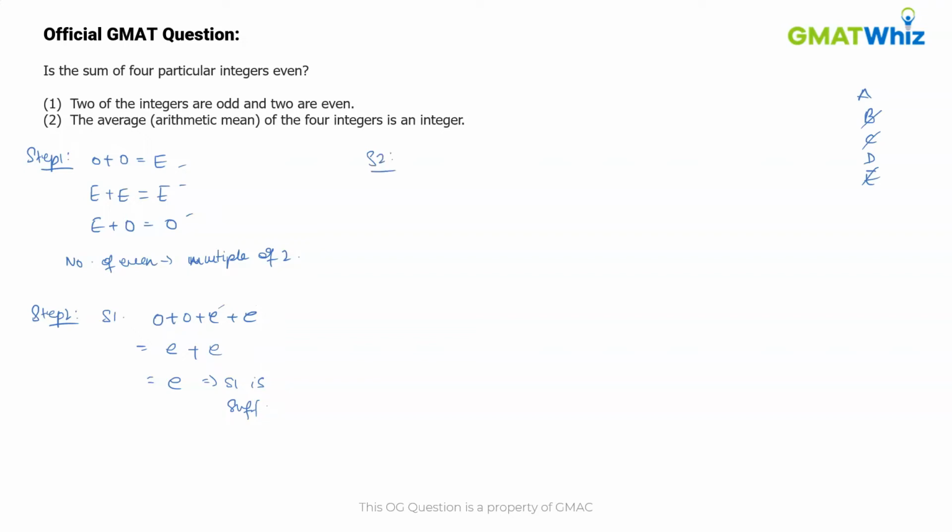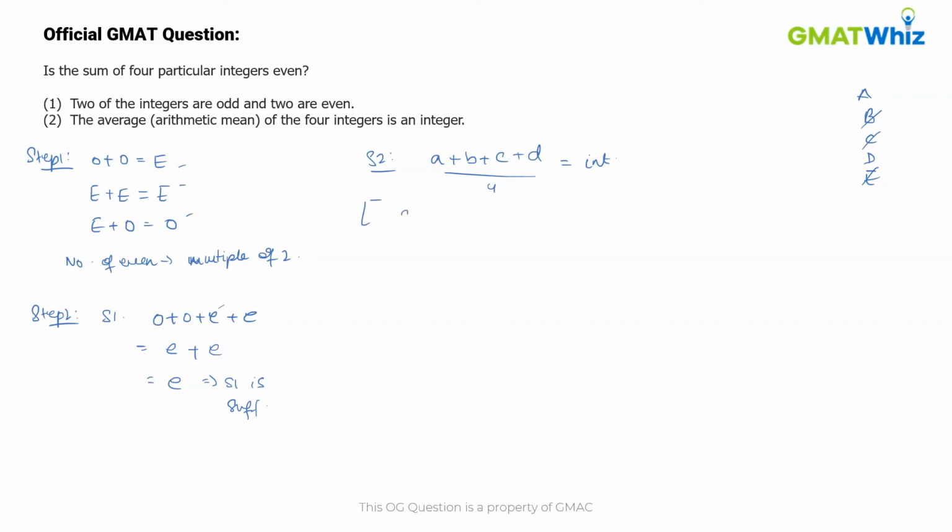Now in statement 2, we are given that the average of the four integers is an integer. Let's say the numbers are A, B, C and D. Then we can write this as (A plus B plus C plus D) divided by 4 is equal to an integer. Now before putting in random values of A, B, C and D and checking if we get an integer which is even or odd, there is an easier method to solve this. Let's understand this using an example.